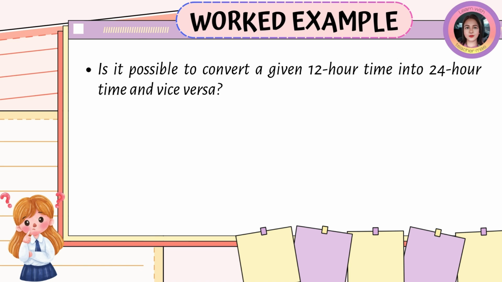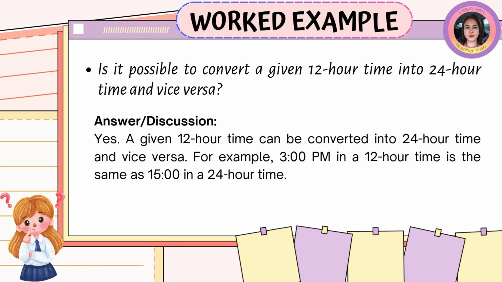Is it possible to convert a given 12-hour time into 24-hour time and vice versa? Yes, a given 12-hour time can be converted into 24-hour time and vice versa. For example, 3 o'clock p.m. in a 12-hour time is the same as 1500s in a 24-hour time.